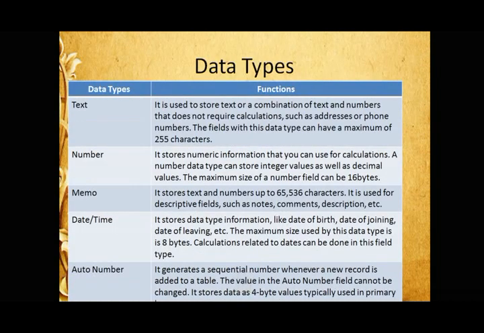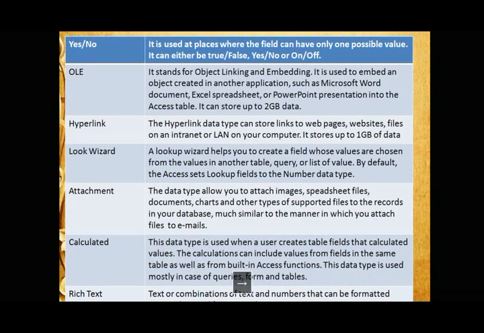Let's have a quick recap. Text, we can store 255 characters. Number, we can store 16 bytes. Memo, we can store 65,536 characters. In date and time, we can store 8 bits. In auto number, we can store 4 bits. In OLE, we can store 2 GB of data, hyperlink 1 GB, and this is it.